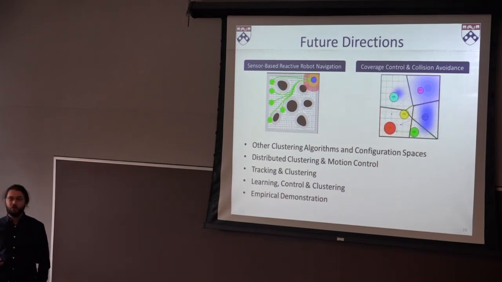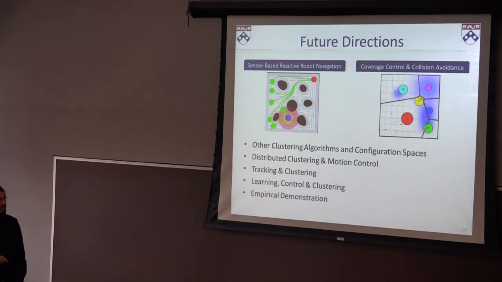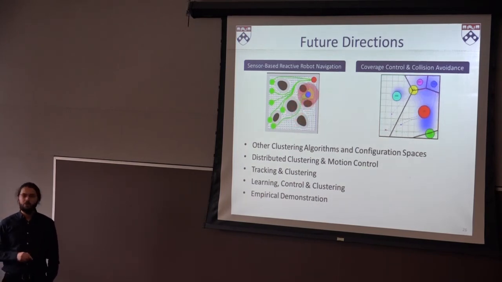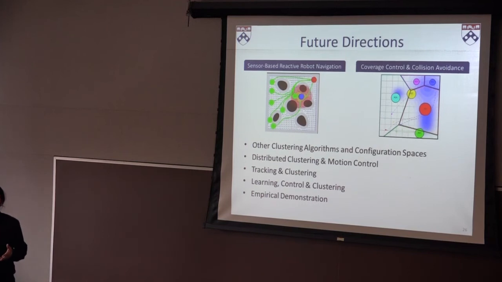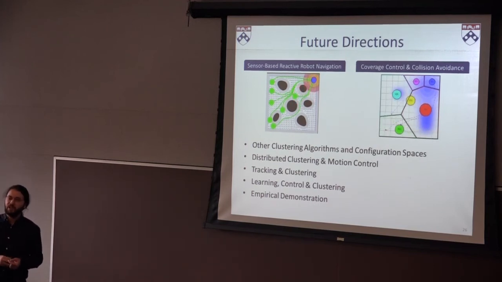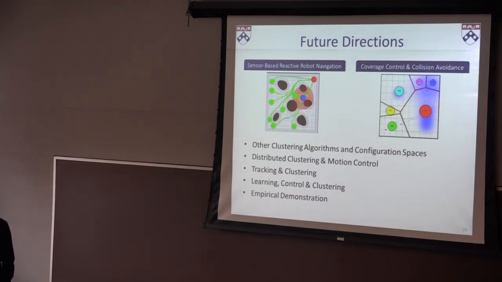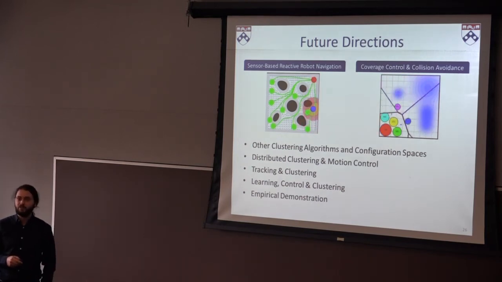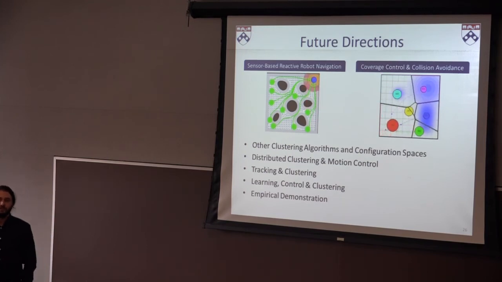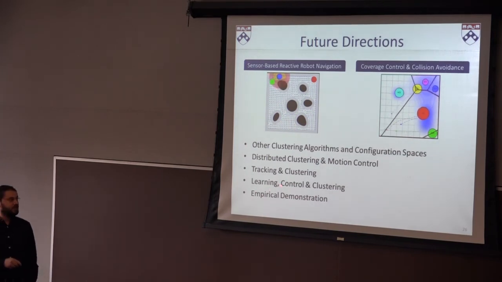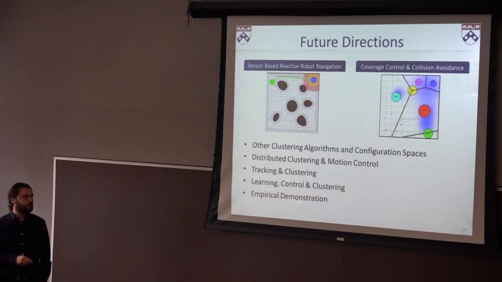Distributed clustering and motion control is an important extension for multi-robot configurations, because I believe that there can be a unifying framework where you can solve control, communication and information aggregation all in one framework. So just using the hierarchical clustering based communication and control. And tracking and clustering can be used effectively maybe to detect some anomaly. And the most interesting one is how we can learn some control policies based on clustering.